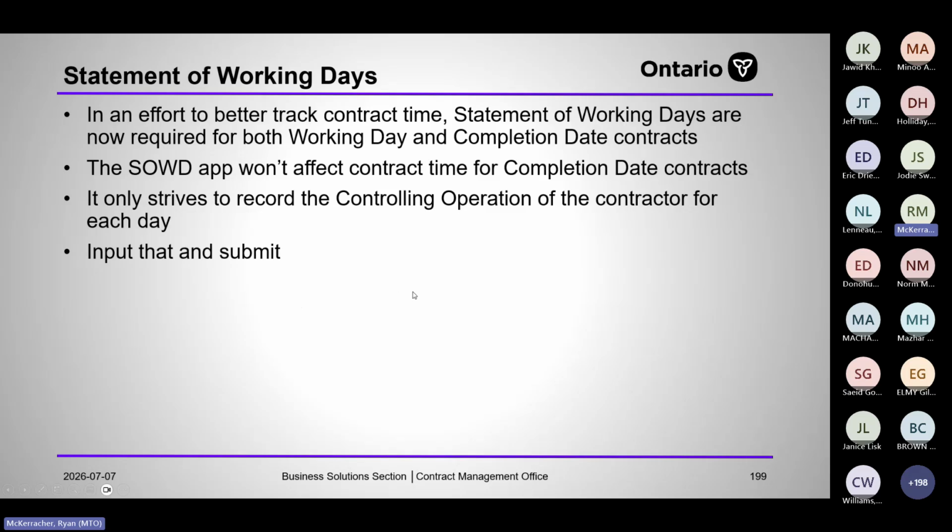So you input that and submit it. The claims section came to us and said, we want to build an app that will capture the controlling operation of the contractor each day. And I said, well, we already do that in the statement of working days app, just make it required for completion date contracts. And so we did that instead of creating a new app for it and creating new policy surrounding it. So this is backed by policy now. I don't think it's very well known. I don't think many people are doing it, but I hope people will start doing it on completion date contracts because it really helps the claims folks when they're battling on a completion date contract.